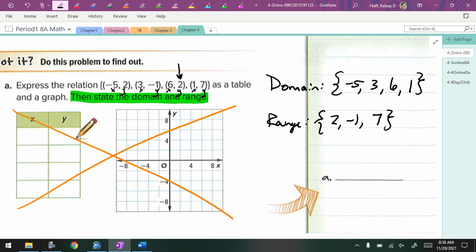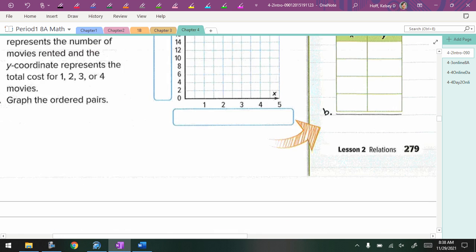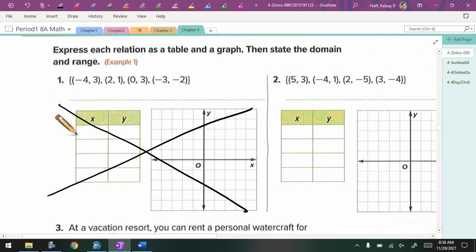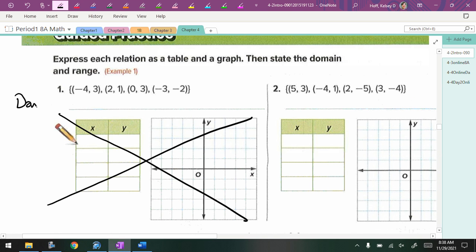Flip the page. Guided practice. I don't need you to do any of this. Number 1, I want you to list for me the domain and the range. And then I'm going to check in. Domain are all your x coordinates. Range are all your y coordinates. You don't have to graph them or anything else. The only rule is don't list a number twice.